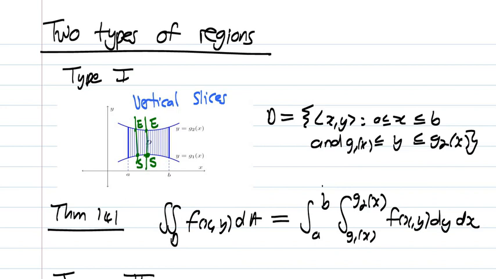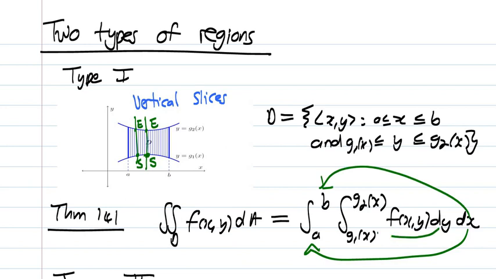And then Theorem 14.1 says that if it's closed and bounded and good things happen, the double integral of f over D can be written as a specific iterated integral where the order matters. So x starts at A and x ends at B.